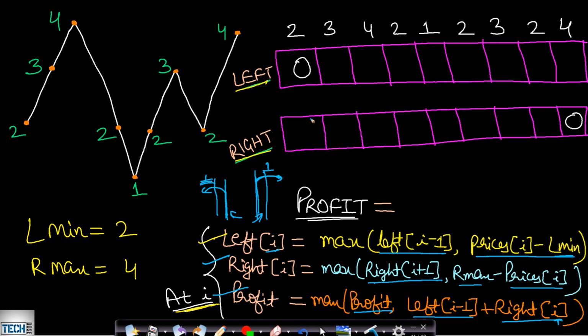Now for solving this, I had already said that for this first transaction, which is the left part, we will be maintaining the left minimum, and for this second transaction, which is the right part, we will have to maintain the right maximum, and I have also explained the reason why. So now we will be starting from this first point. This first point is 2. Okay, so I have also taken this array.